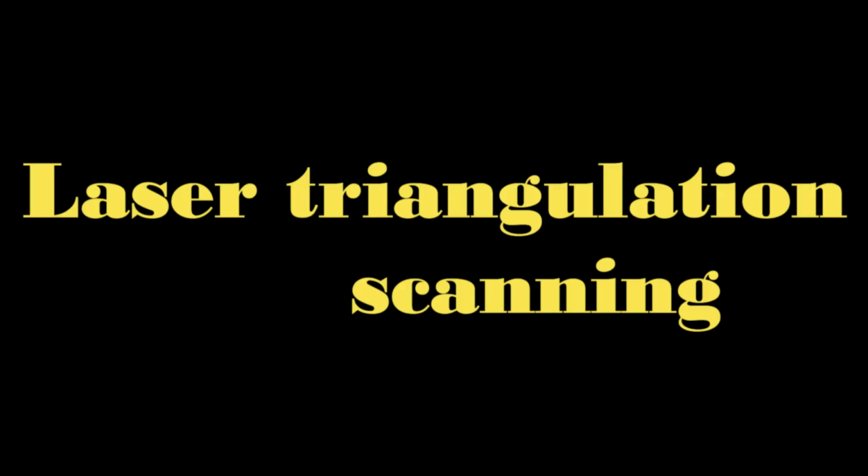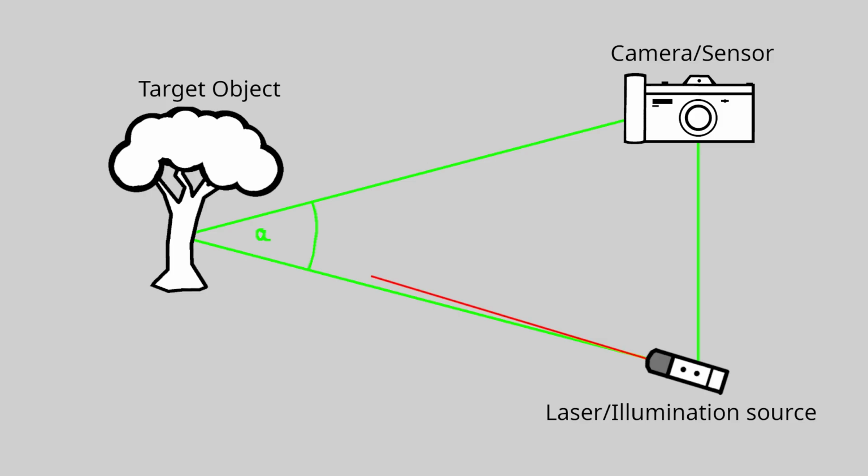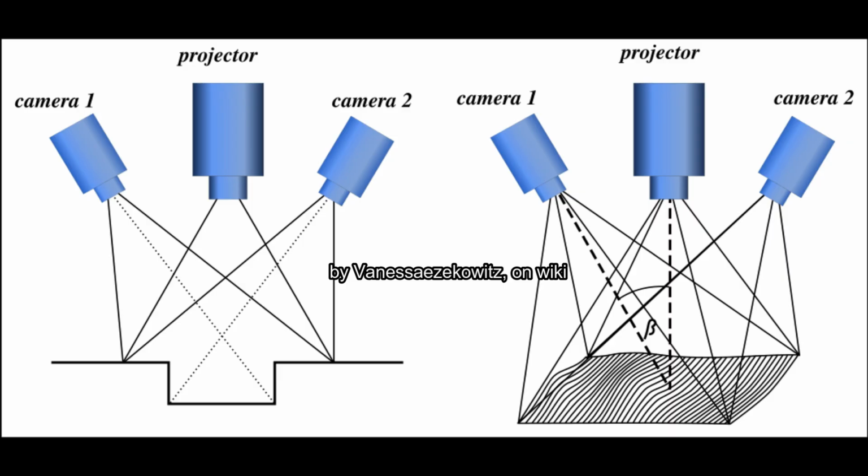Laser triangulation scanning. It uses a laser beam to scan across the object's surface. A sensor measures the angle of the reflected laser to calculate the distance to the object, creating a 3D model. It's called triangulation because the laser dot, camera, and laser emitter form a triangle.